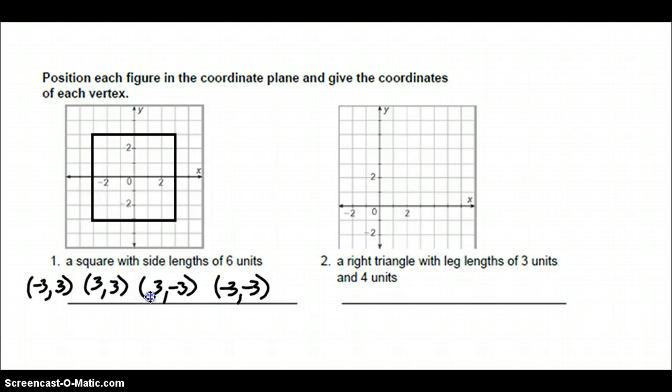So there's the coordinates. But once again, I could position the square anywhere in this graph that I'm given, and the coordinates would be different, but it would still fit that criteria. But right now, this is the best fitting square I can think of.